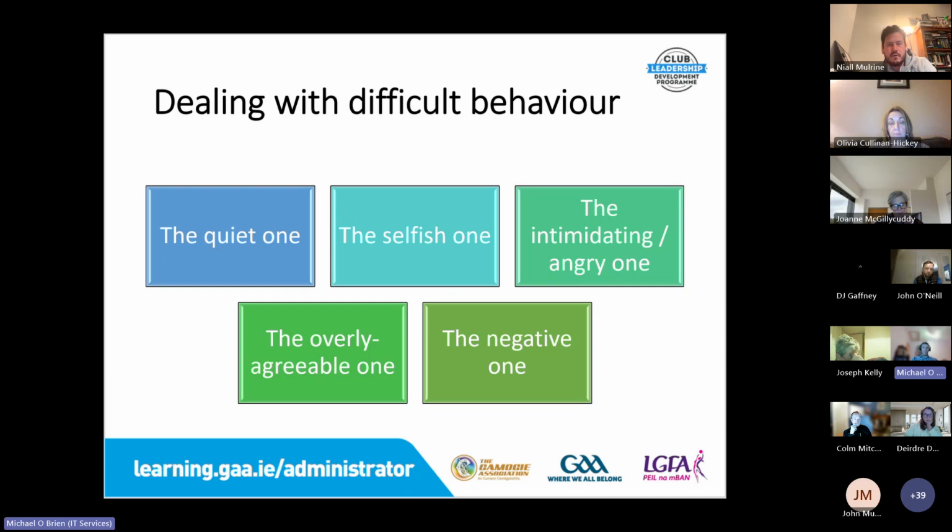So everybody knows the quiet one. Everybody knows the quiet person in the meeting. How do I manage a quiet person in a meeting? Everybody knows a selfish person. How do I, as chairperson, manage the selfish person? The intimidating, angry one. How do I manage that? The overly agreeable one. The negative one.